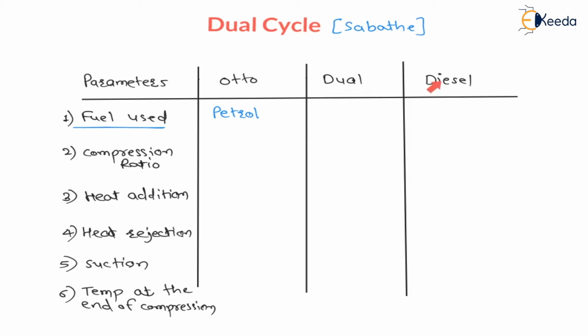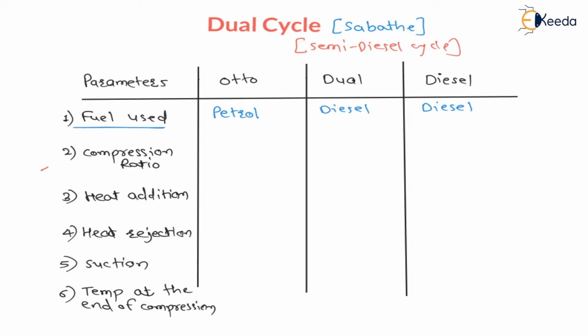For the diesel cycle, the fuel used is diesel. Therefore, it is also called the diesel engine. And my dear students, for the dual cycle also, the fuel used is diesel. Hence, as for the diesel cycle and for the dual cycle, the fuel used is diesel. Hence, this dual cycle is also called the semi-diesel cycle.